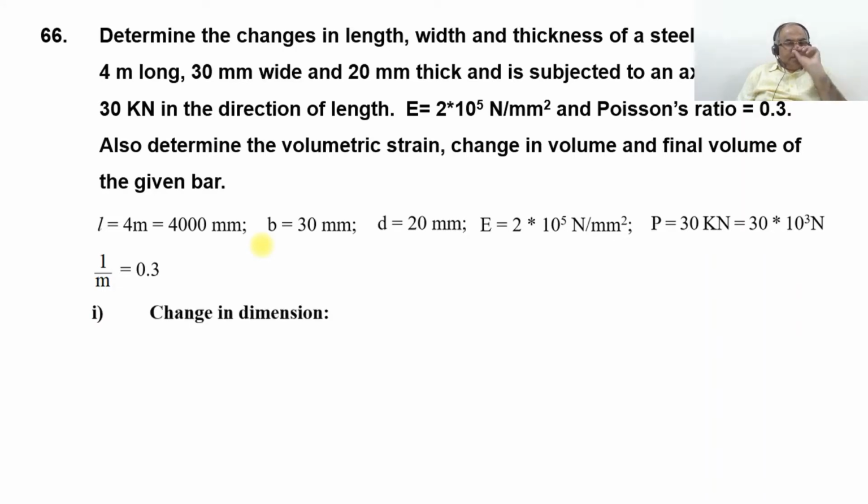So what is the change in dimension? For the change in dimension, first we are going to take up the cross-sectional area. Area is 30 into 20, which will be equal to 600 mm square.